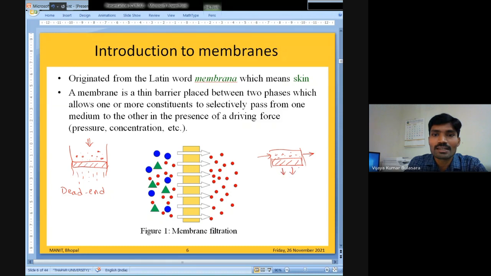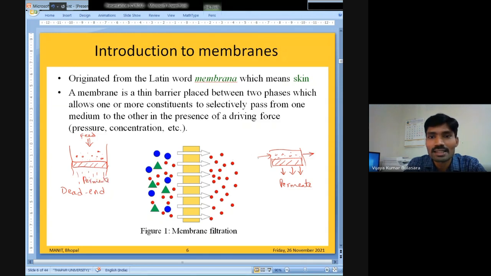So we get the permeate. This is called permeate, the pure water coming out of the membrane. Here there are only two streams: one is the feed stream and the other is the permeate.